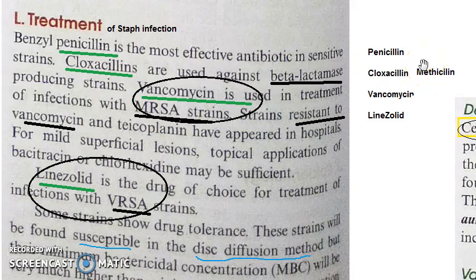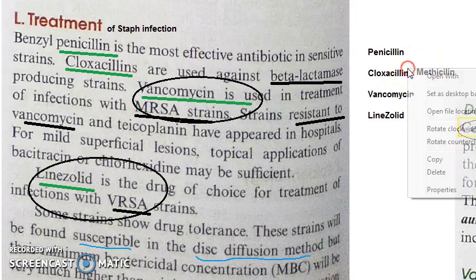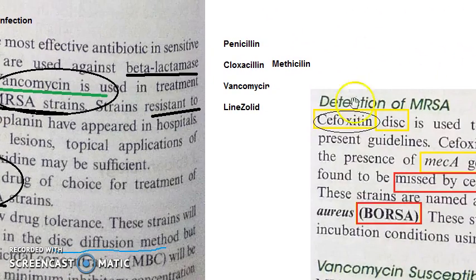Now, how will you detect that it is resistant to methicillin? You will use something called as cefoxitin disc. Let me write that here for you. Just see here, I have written the name already, cefoxitin disc. To detect MRSA, you will use cefoxitin disc. And by that, you will mostly find out most strains which are resistant to methicillin. Okay. If they are resistant, you will give what? Vancomycin.